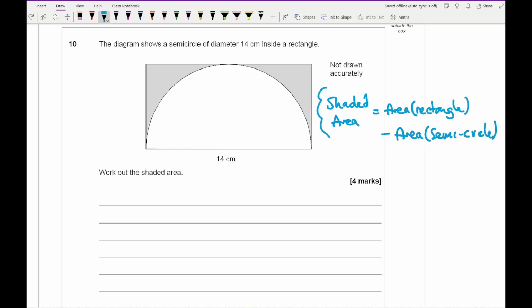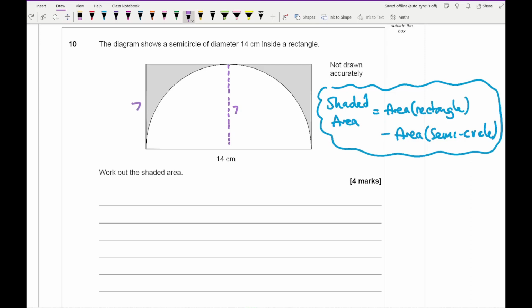So this is the general rule that I'm going to be using to work out what the answer is. Now, as the base of the semicircle is 14, this length here, which is also the height of the rectangle, is going to be 7. So here I can work out the area of the rectangle, which is going to be 14 times 7, which, if I just type that into my calculator, gives me 98.